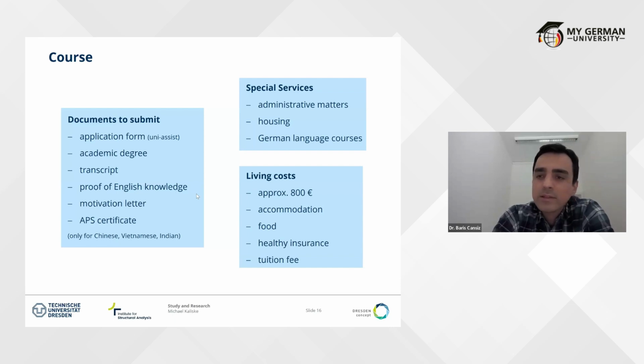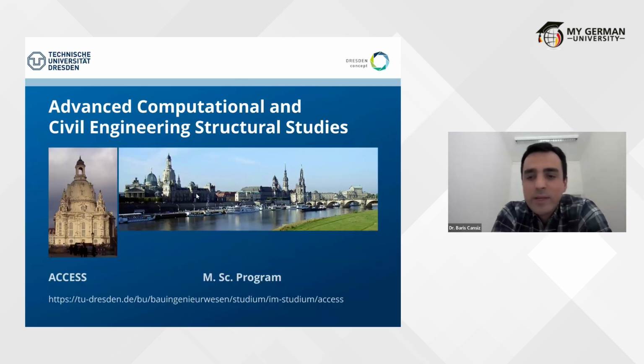Another interesting topic, of course, is the cost of living in Dresden. Compared to bigger cities like Berlin, Munich, or Stuttgart, Dresden is relatively cheaper. Approximately 800 euros will be enough for monthly expenses like accommodation, food, health insurance, and tuition fee. So that was the end of my presentation, and I will be happy to answer your questions afterwards.